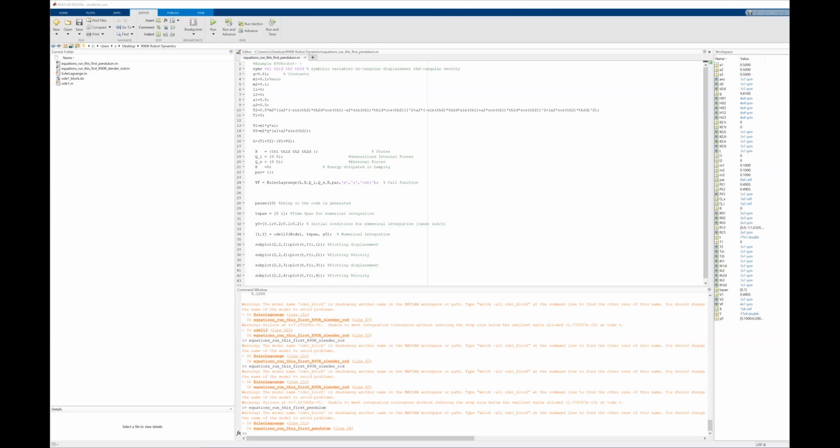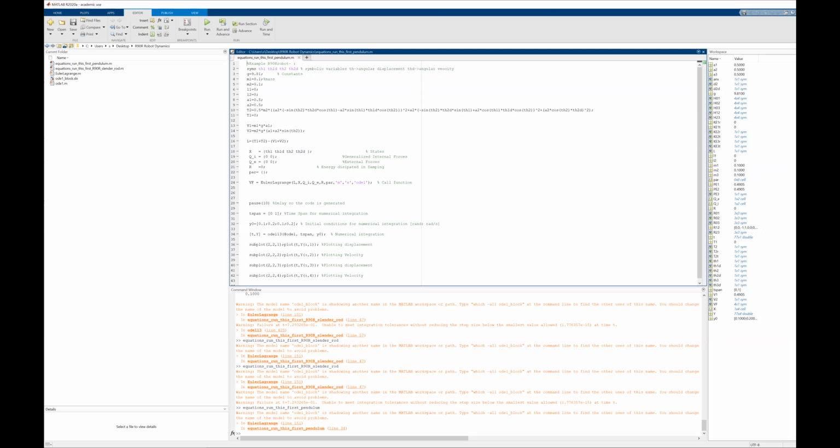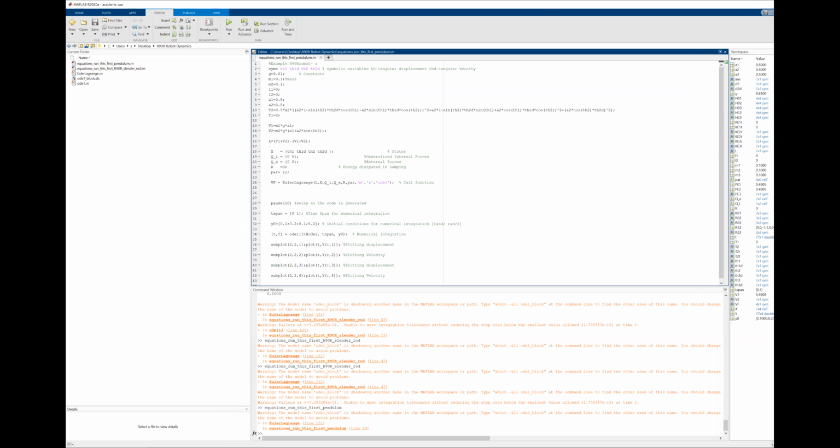So you should be able to see my MATLAB screen. Please note this code is the same code that we ran when the masses were at the end. Now we need to modify this code.